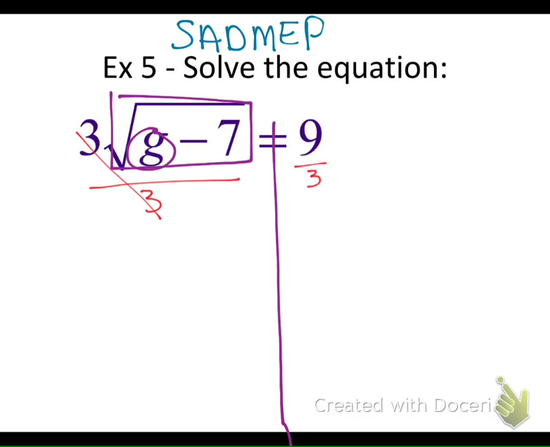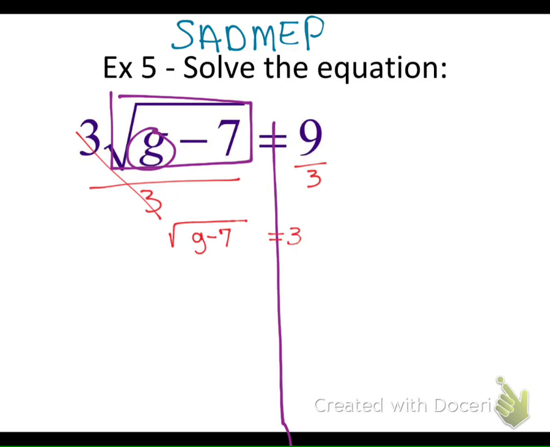So what that means on my left side now, that I got rid of the 3, I still have to bring my square root sign because I haven't gotten rid of that yet. I'm going to bring down my g minus 7 underneath it, my equal sign. Then on my right side, what's 9 divided by 3, you guys? 3. Okay. Now, is my square root by itself, Jair?